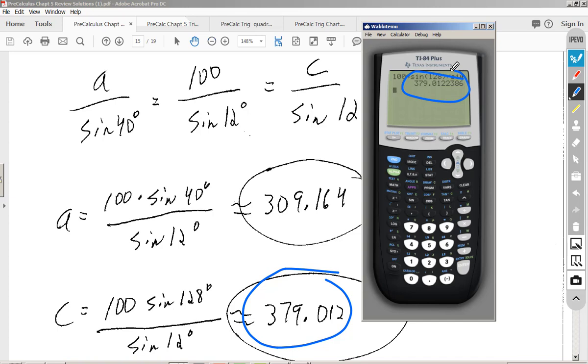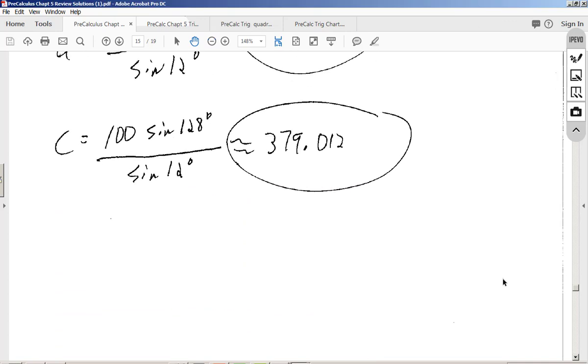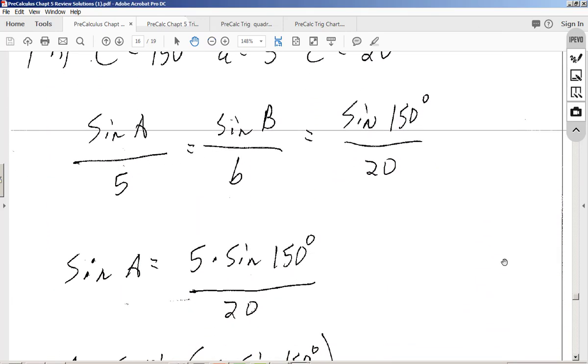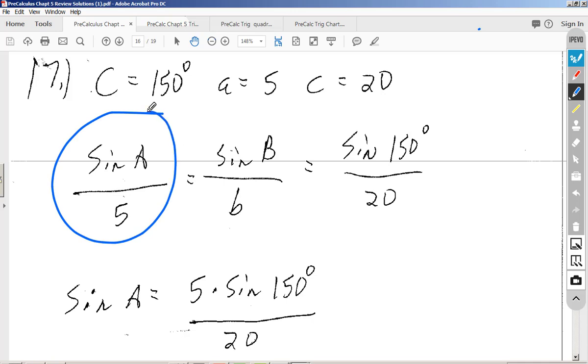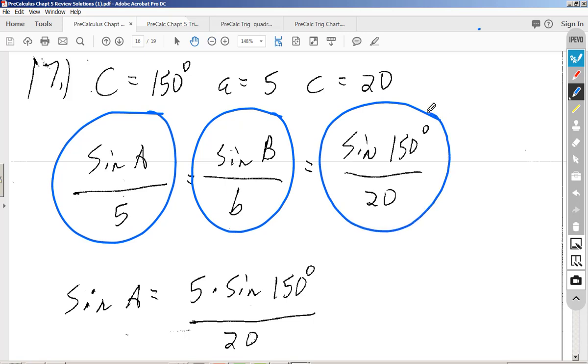You just use the law of sines. So same thing on 17. So on 17, we're going to use our law of sines. So on number 17, it says we got angle C is equal to 150 degrees. Side A equals 5, side C equals 20. So notice right here, you can set up your proportion. So we got the sine of A all over 5, sine of B all over B, and then we've got the sine of 150 all over 20.